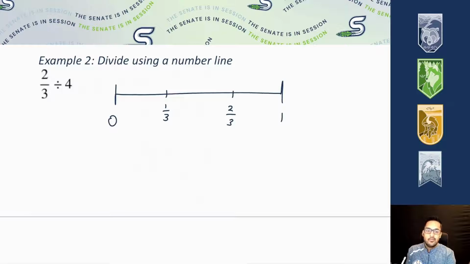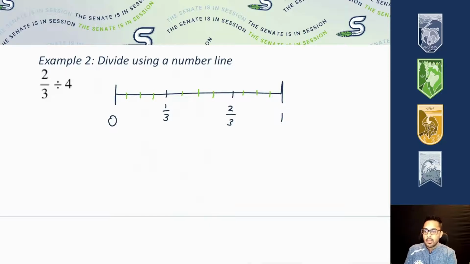Now to model that division by 4, we're going to take each of those 1/3 pieces and cut them into 4 equal parts. The easiest way is to go in half and then half again, and you can count 1, 2, 3, 4, to make sure we got all the pieces, which we do. So in half and then half again, in half and then half again.